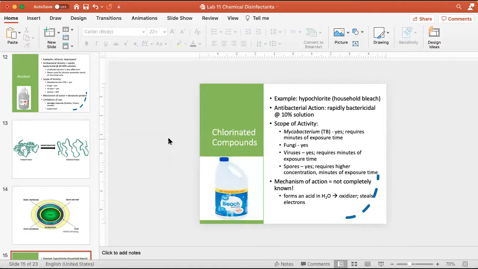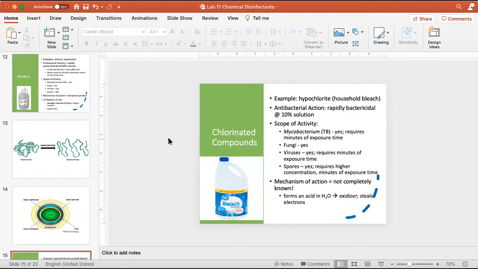Now, in terms of the mechanism of action of chlorinated compounds, believe it or not, we're not completely sure. That always amazes people when you tell them. We don't exactly know why bleach is so rapidly bactericidal. We know that it makes an acid when you put it into water. And we know that that acid product is an oxidizer.